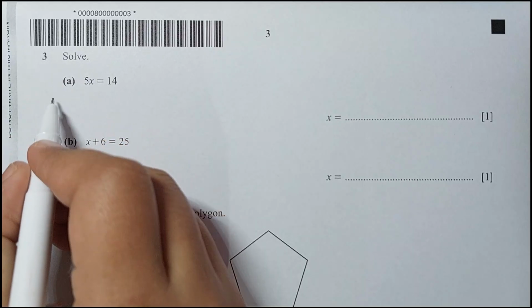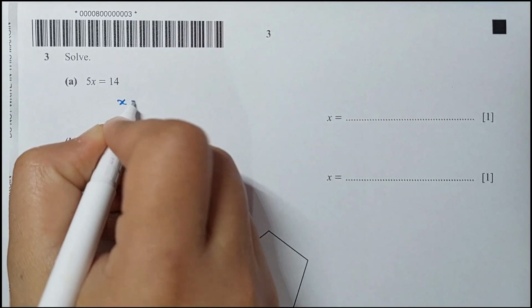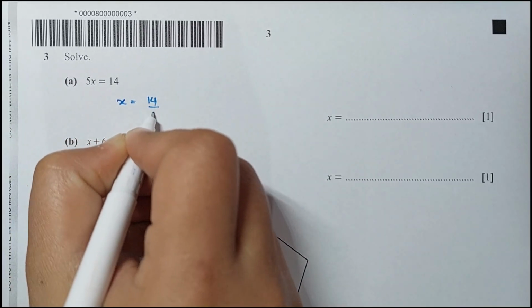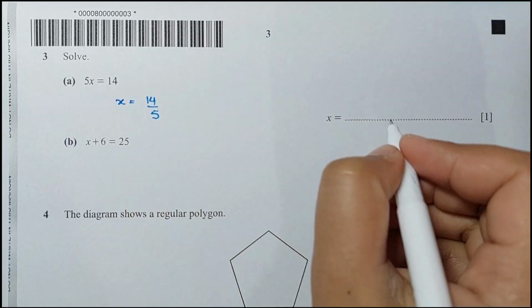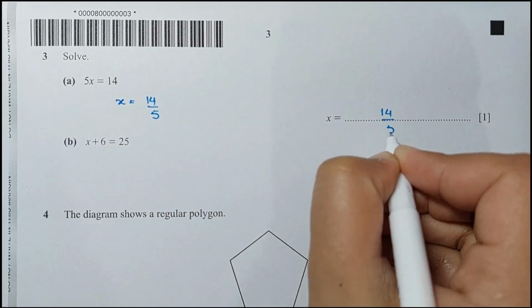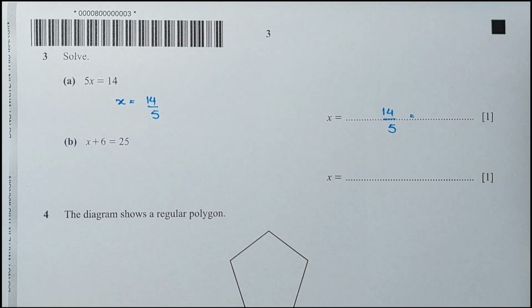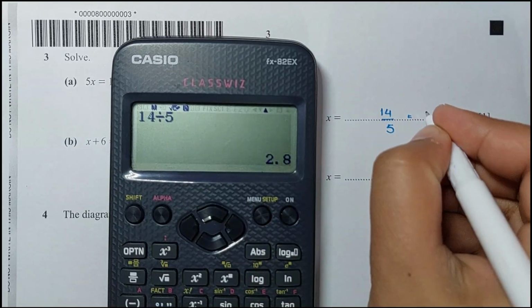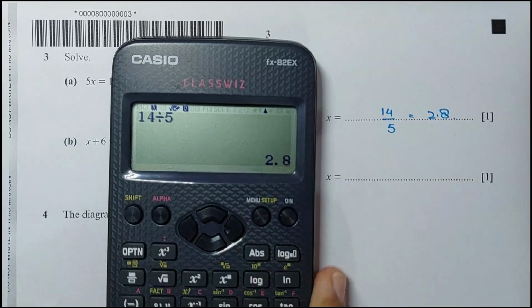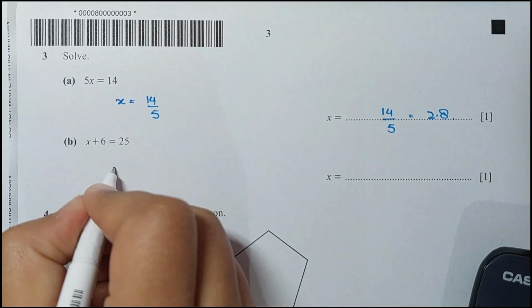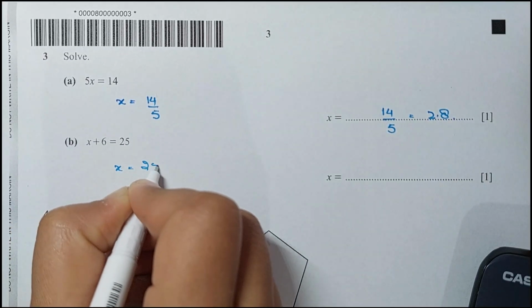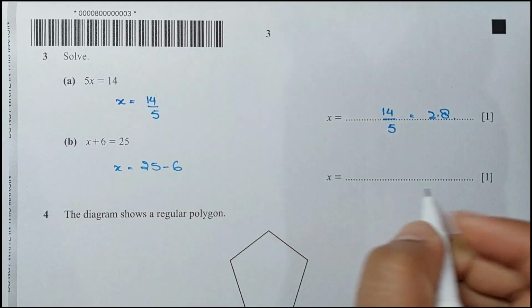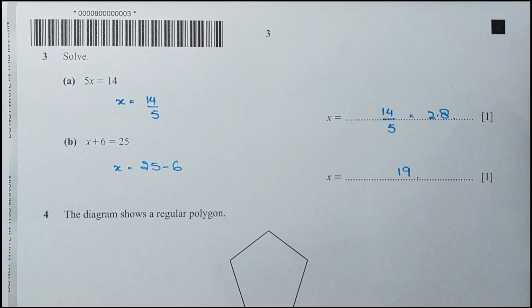Question number 3, solve. Part A, solve for x by dividing both sides by 14, which is 14 over 5, or in terms of decimal, 14 divided by 5 is 2.8. Part B, you have to solve for x by doing 25 take away 6, which is 19.